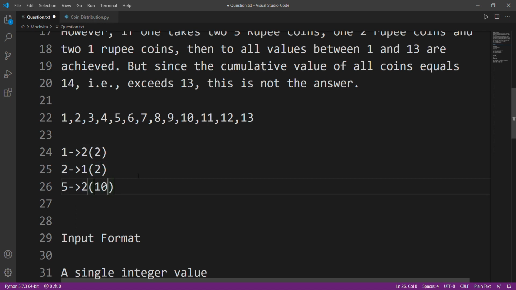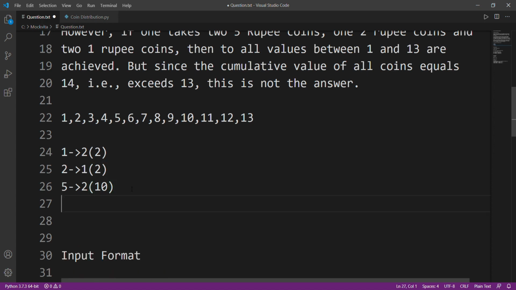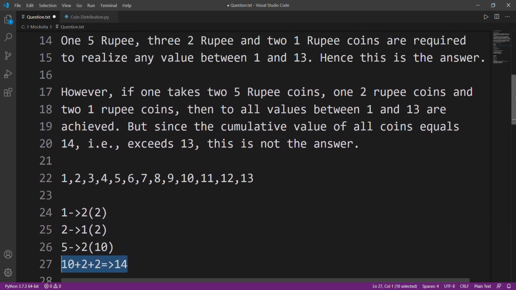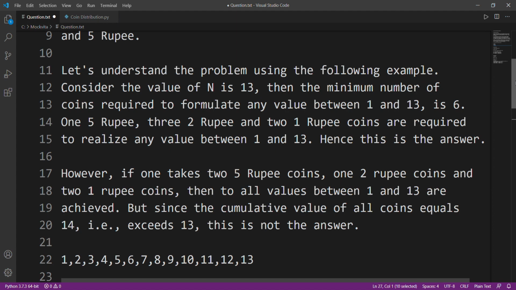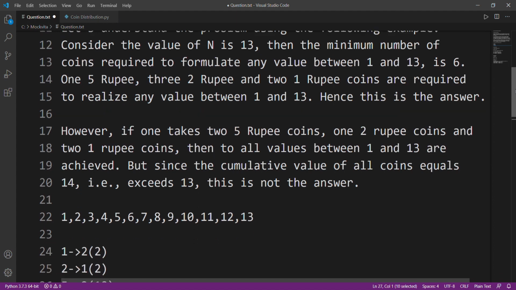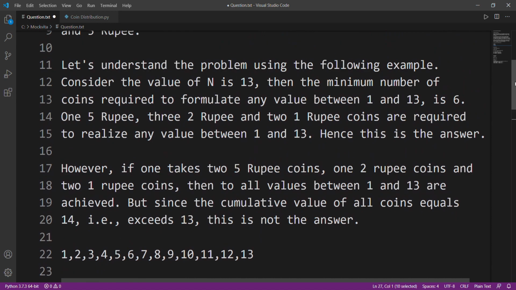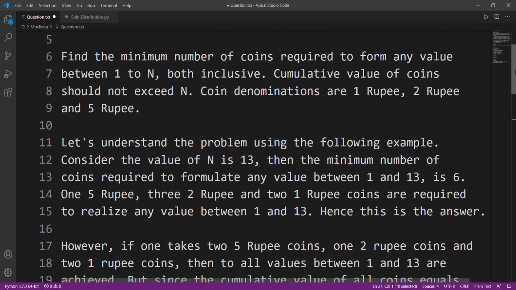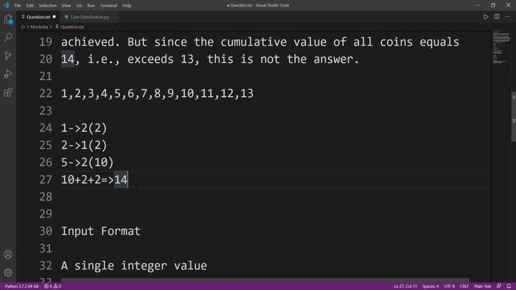Now the cumulative sum of all these values is 14: 10 plus 2 plus 2. And it has already been told to us that we can't exceed the cumulative value of all the coins. So we have to provide such a solution that the cumulative value of coins should not exceed the number that we have to form. I hope I am clear. We can't use this solution. Why? Because the cumulative value will be equal to 14, and that is not acceptable.